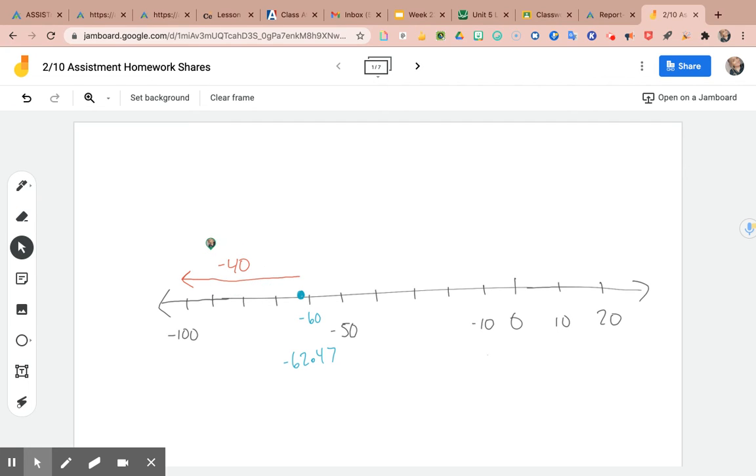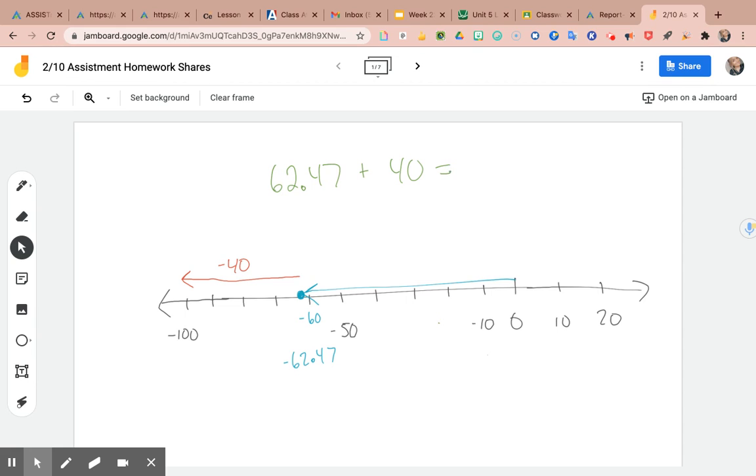So I started at negative $62.47 and I'm taking $40 away. So if I started at 0, they're going in the same direction. So negative 62.47 is to the left, negative 40 is to the left. So I'm going to add them together because they're going the same direction. If they were going different directions, I would subtract.